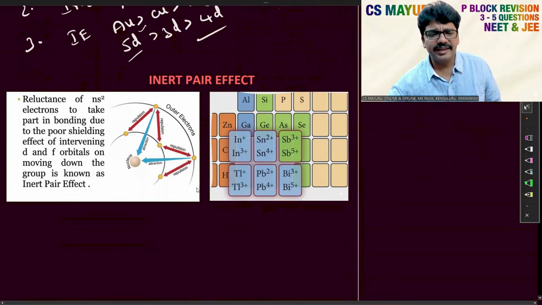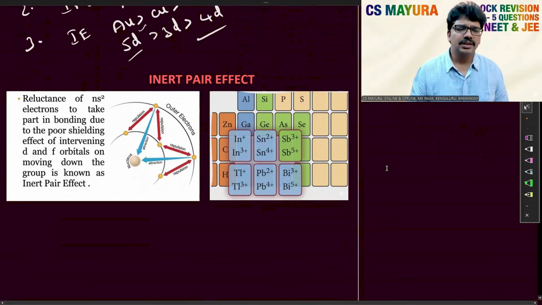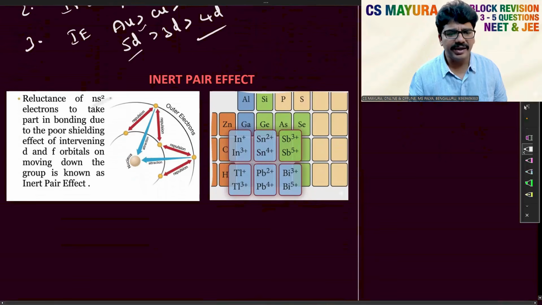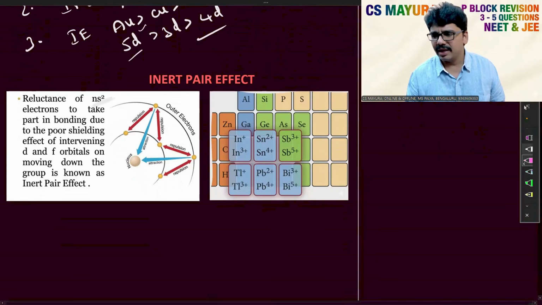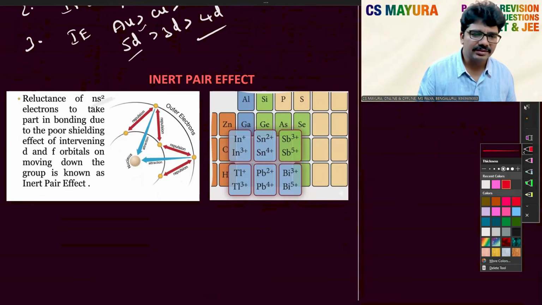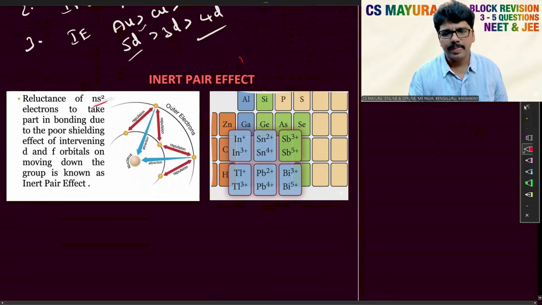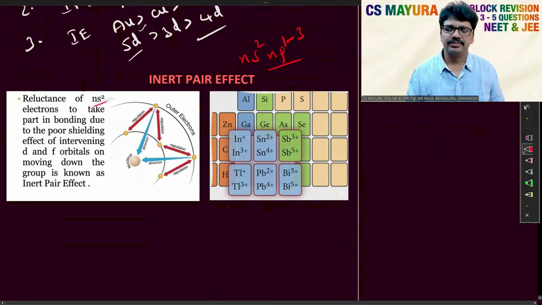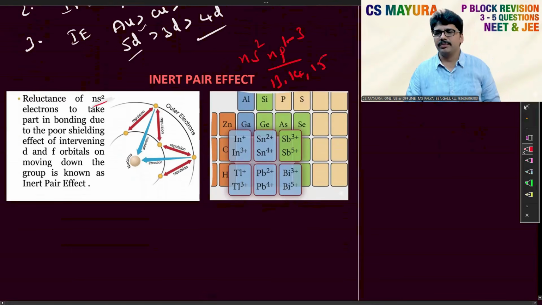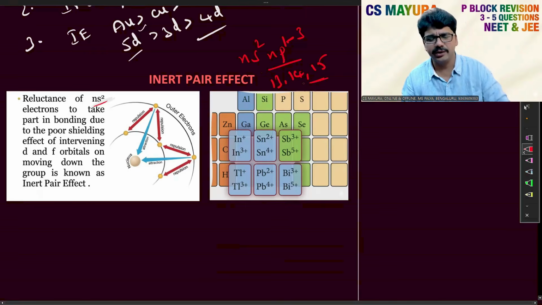Now, what exactly does the inert pair effect mean? Just now we discussed that the NS electrons won't participate. NS orbital electrons are unable to participate in the bonding. So, ns2 np1 to 3, I'm taking. That means 13th group elements, 14th group elements and 15th group elements. This inert pair effect is observed in only these three groups.